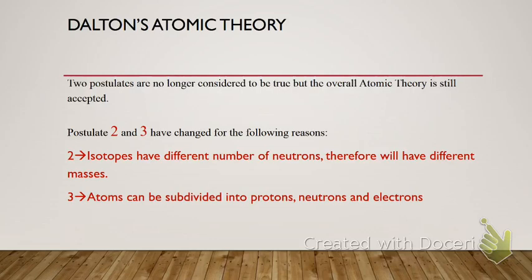So isotopes are all the same element. Yes, they just have different numbers of neutrons, and that gives them a different mass. So they're not completely identical, which is what Dalton said, because they have different masses. But they all have the same properties. Yes, like oxygen-16 is going to have the same properties as oxygen-17 and oxygen-18.